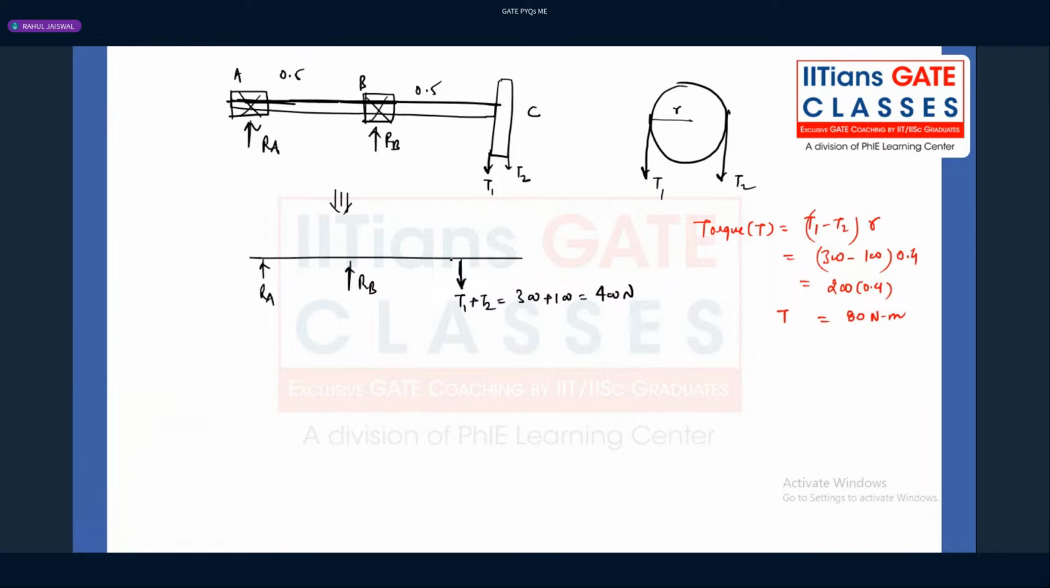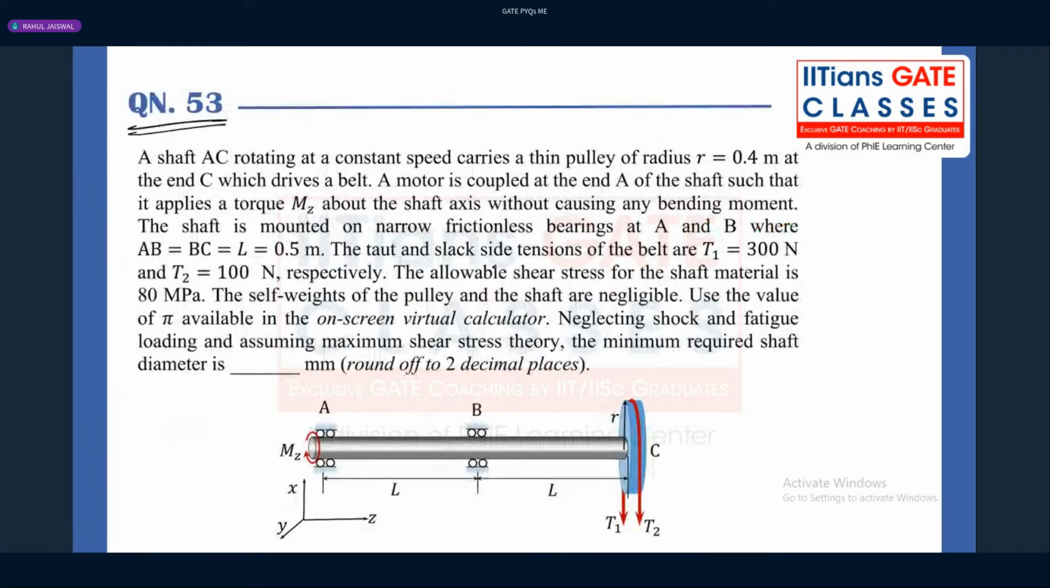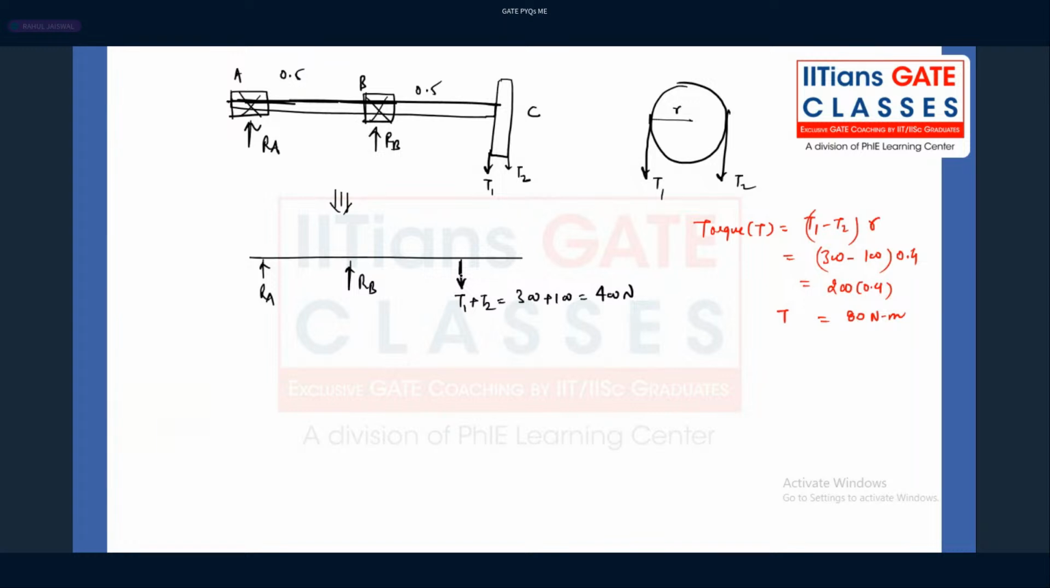So how much torque is being transmitted? If you see the diagram, the torque will be transmitted in the clockwise direction like this. And what is the reaction torque? The reaction torque which is developed here, which is already given by the pulley, what is the torque value? 80 Newton meter, right, guys? You can see in the figure, right?